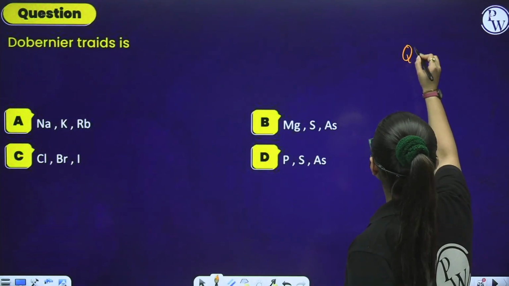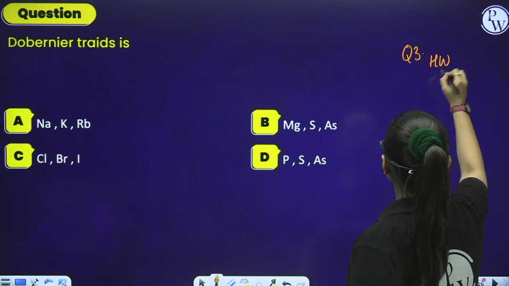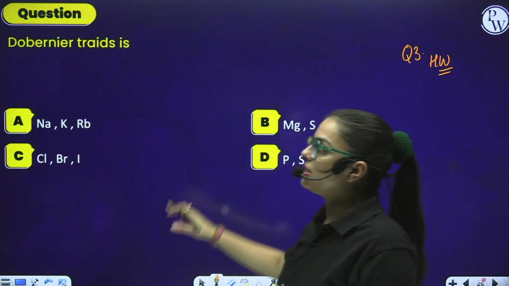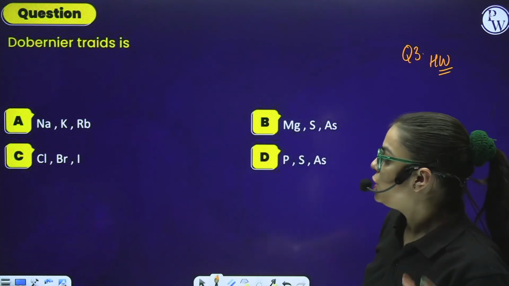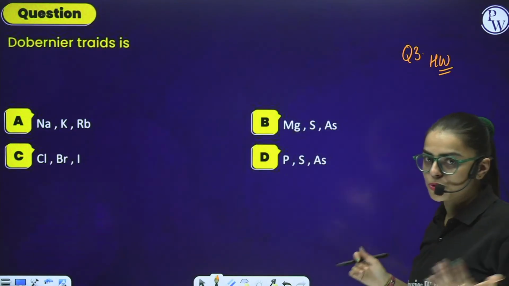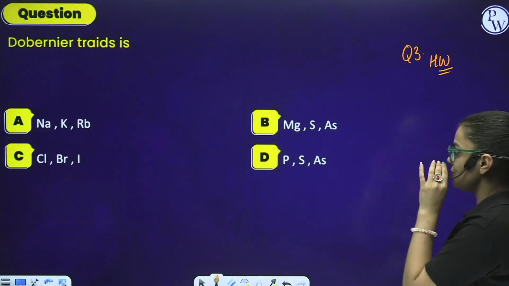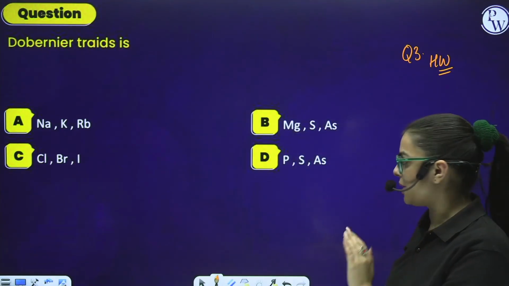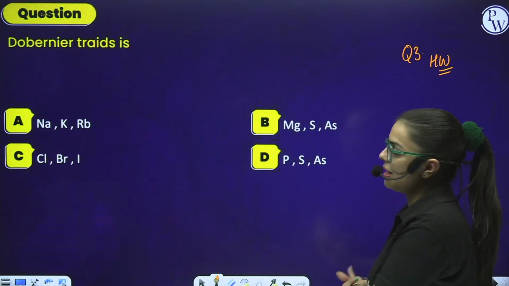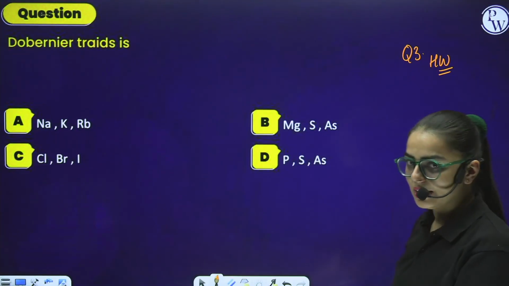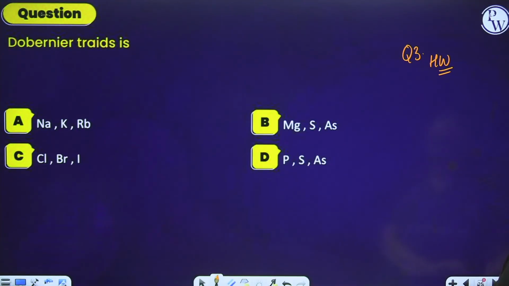So this is your last question for today's class, question number 3 as homework. You have to find out the Dobereiner triad over here. You have been provided again with four options. A is sodium, potassium, rubidium. B is magnesium, sulfur, arsenic. C is chlorine, bromine, iodine. D is phosphorus, sulfur and arsenic. Clear, everybody? Yes?